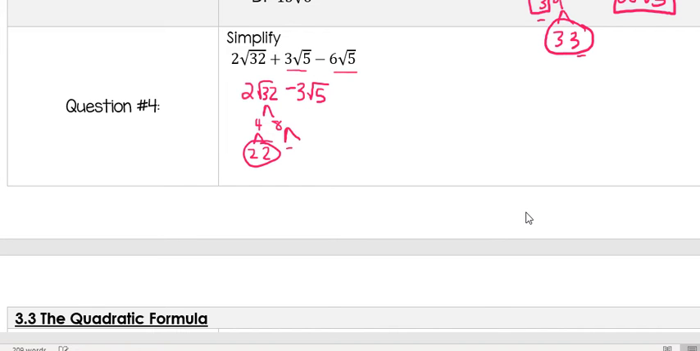And then 8 breaks down into 2 and 4, and 4 is a perfect square breaking down into a pair of 2's. I have 1, 2 that's left inside the house. The others have buddies and they get to come out. So I have 2 sets of 2. So I'm going to bring out 1 set, 2 sets. I'm left over with the square root of 2.